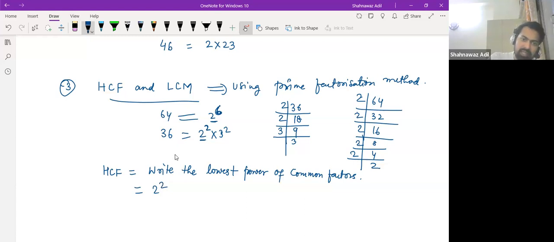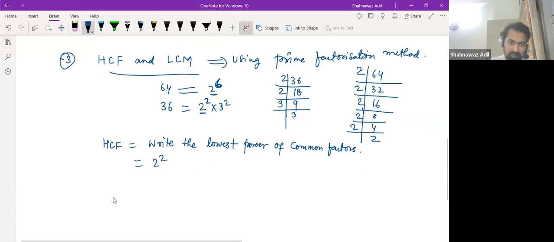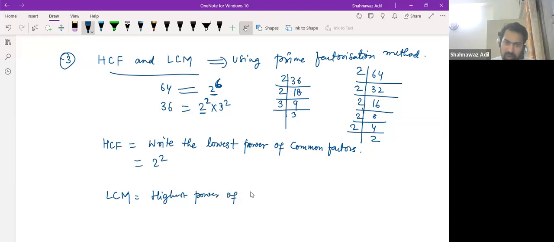And now if I calculate the LCM, so LCM would be highest power of common factors and then multiplied by the rest of the numbers. Right. So LCM would be how much? This would be 2, and the highest power is 6. So 2 to the power 6.